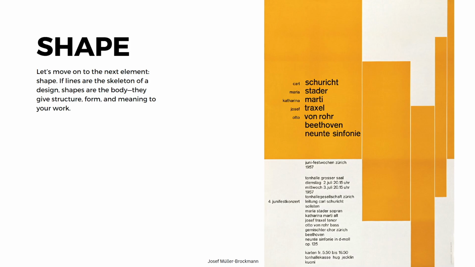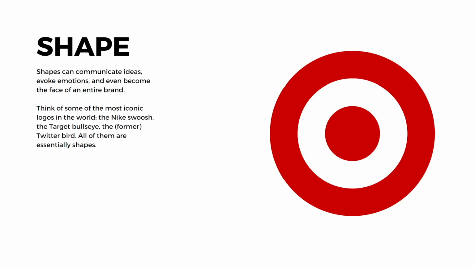It's going to give it structure, and it's going to give it form and a little bit of meaning to your work. These can communicate ideas, evoke emotions, and they also could become the face of an entire brand, especially with what we have here, our target bullseye. It's just simple shapes, but everyone, for the most part, can recognize what's happening in here. And the same thing with the Nike swoosh or the former Twitter bird. All of these are essentially shapes.